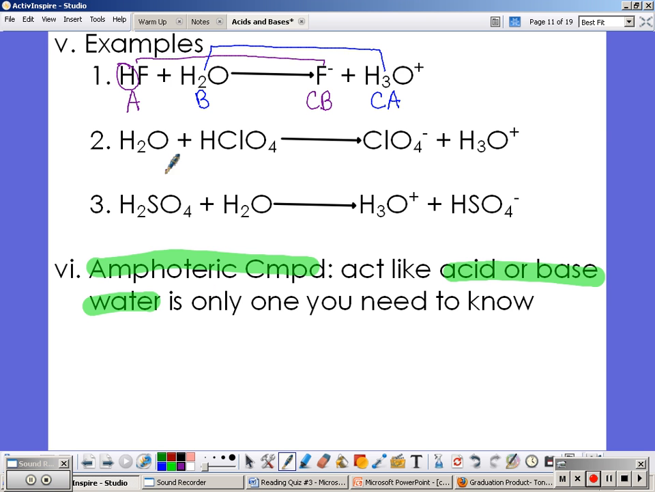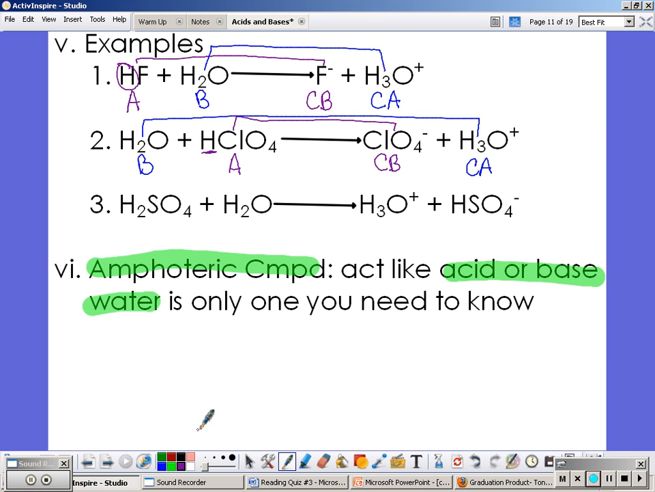Water is reacting with HClO4. HClO4 is an acid. It starts with an H. When it loses that H, it turns into ClO4-, and we would label that the conjugate base. Water then is acting as a base. It will go to H3O+, and we would call it the conjugate acid.